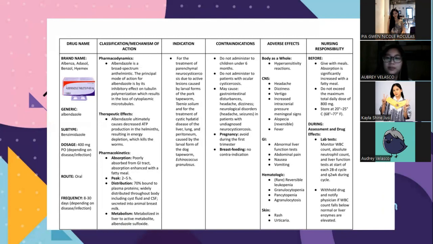For GI: abnormal liver function test, abdominal pain, nausea, and vomiting. Hematologic effects are rare: reversible leukopenia, granulopenia, pancytopenia, and agranulocytosis. There may also be skin rash and urticaria, or hives.